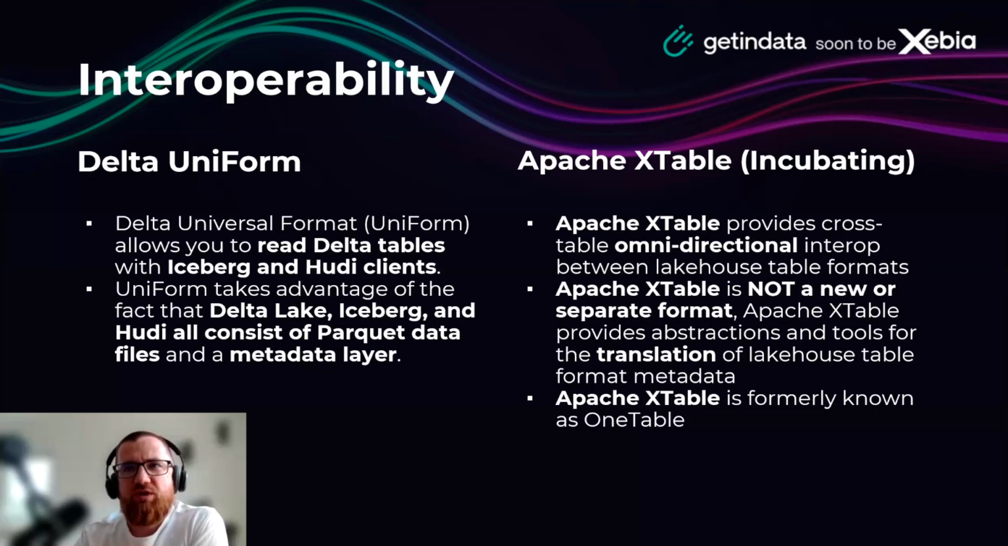UniForm works only in one direction. Delta needs to be the main format to which you write. You can only read from Iceberg and Hudi.